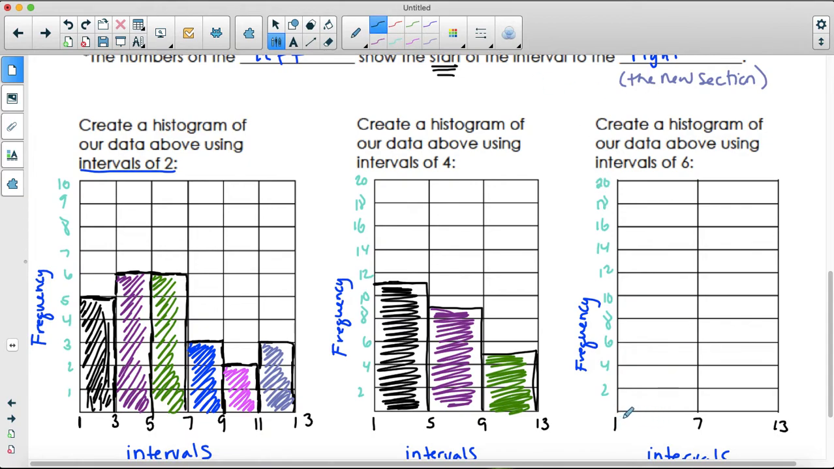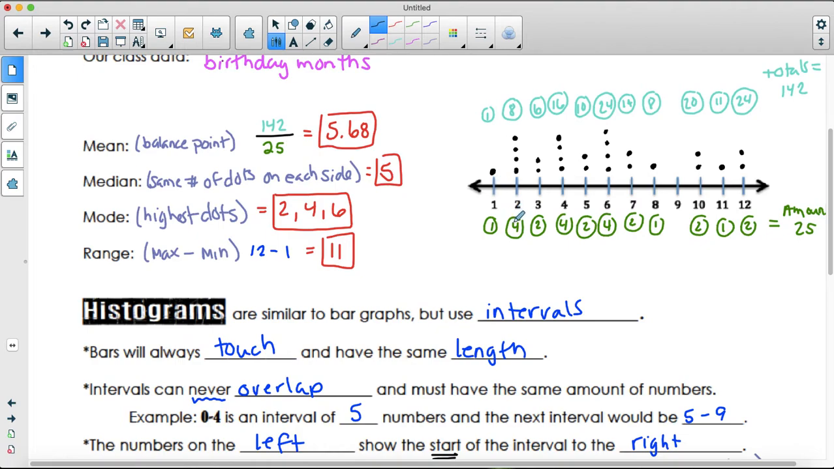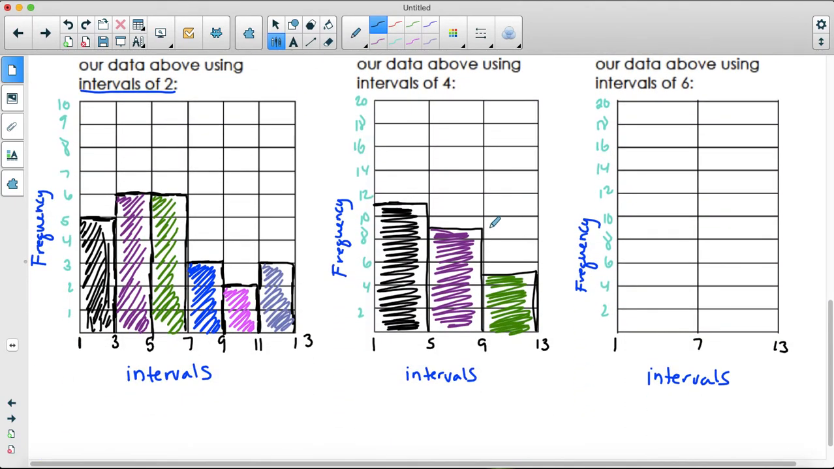So we want January, February, March, April, May, and June. So 1 through 6, we have 1 plus 4 plus 2 plus 4 plus 2 plus 4. That's a total of 17. So 4, 6, 10, 12, 16, 17. So 17 for January through June. This is January through June.